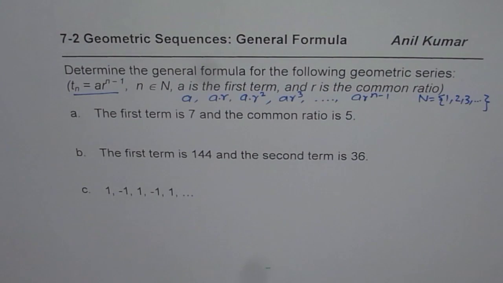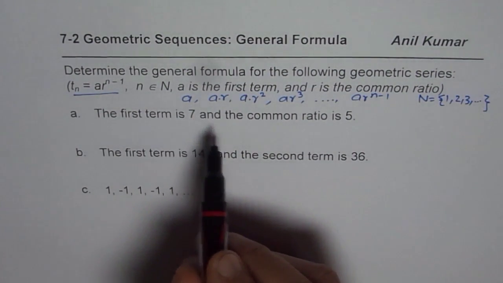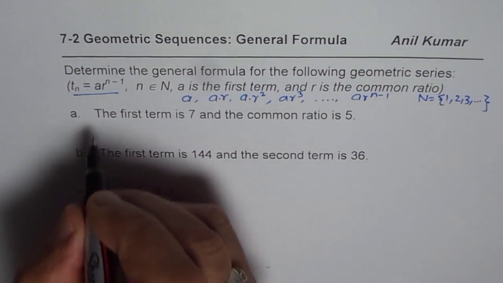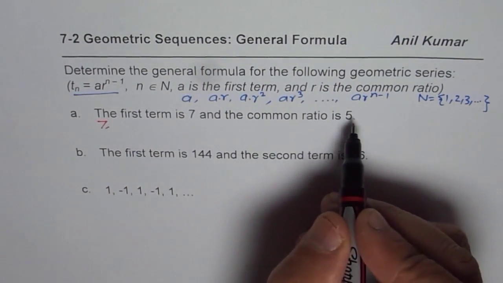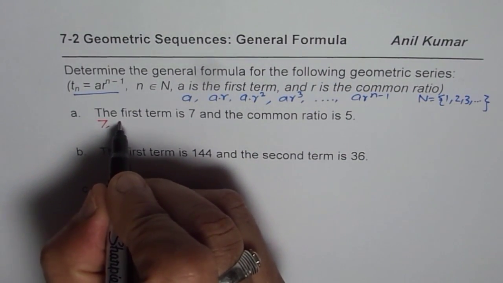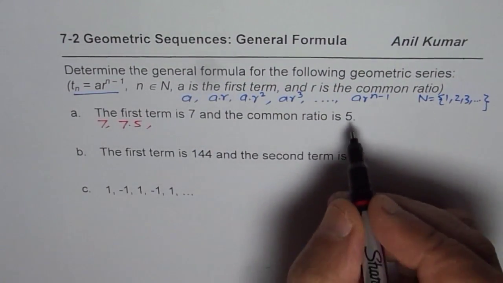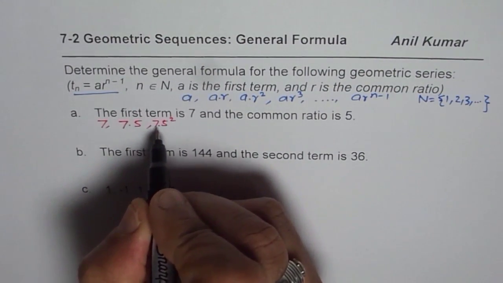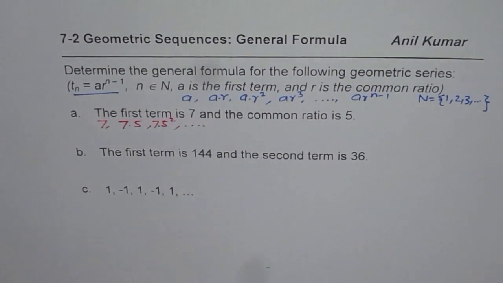Now let's start slowly and understand basic concepts. The first geometric series given to us has first term 7 and common ratio 5. What does it mean? It means the first term is 7. The next is 7 times 5, that is 35. And the next term will be 7 times 5 times 5, that means 5 squared. That is how the terms are going to be.